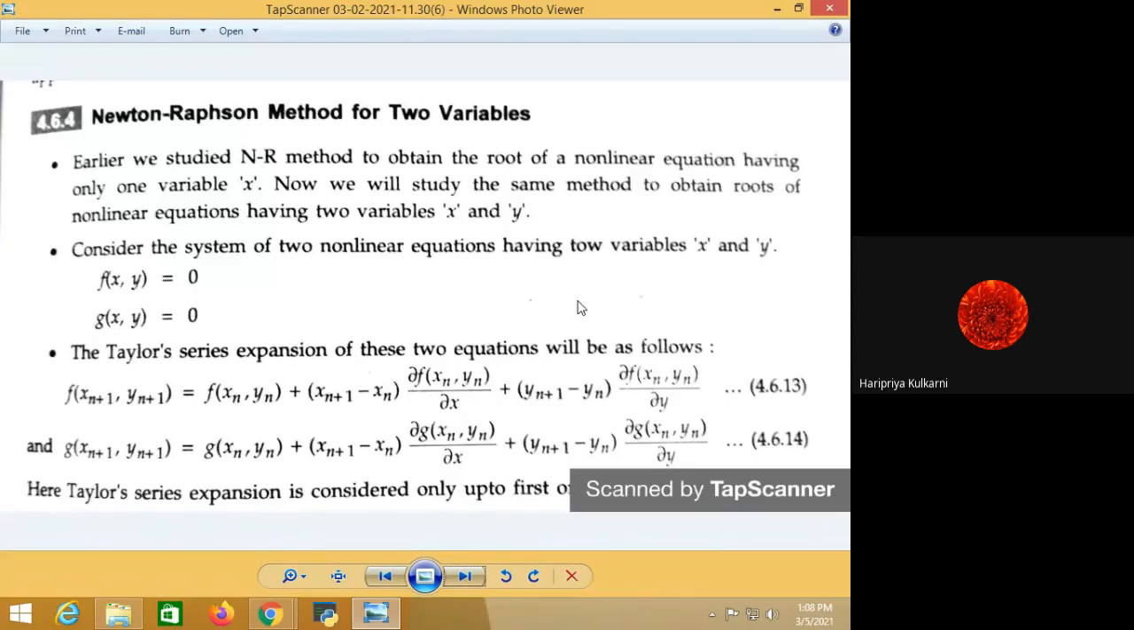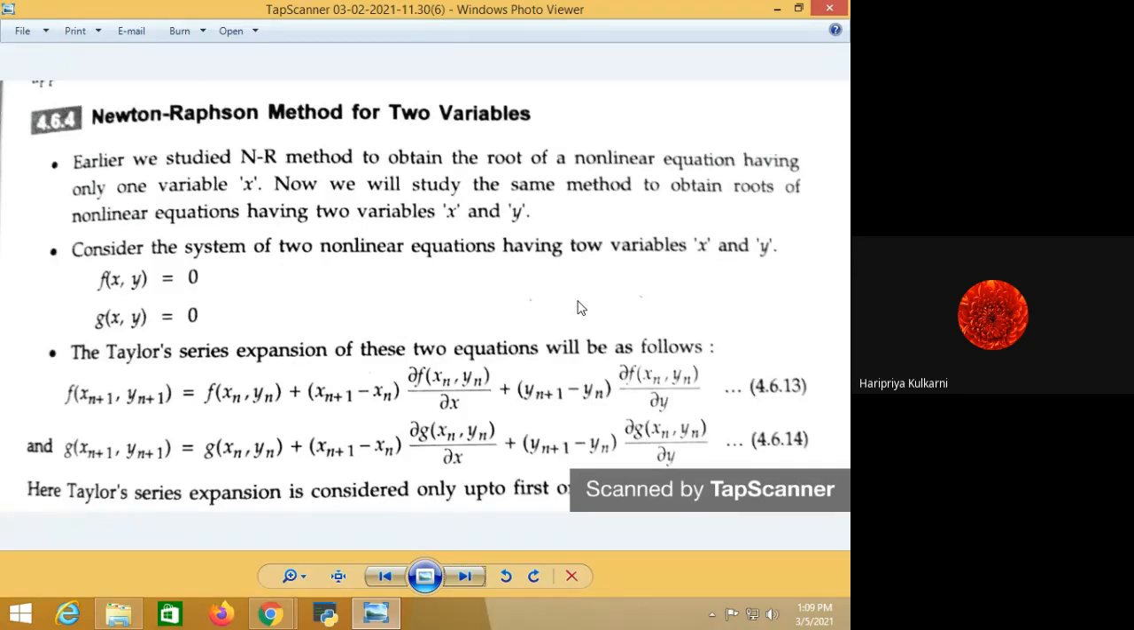Newton-Raphson method for two variables. Okay, so up till now we have studied the Newton-Raphson and modified Newton-Raphson, but these methods were operating only on a single variable. So our polynomial or the transcendental equation was containing only x term.